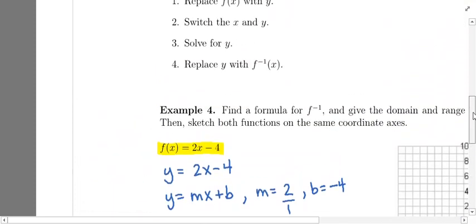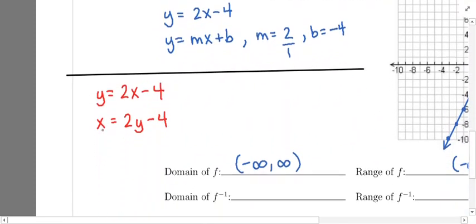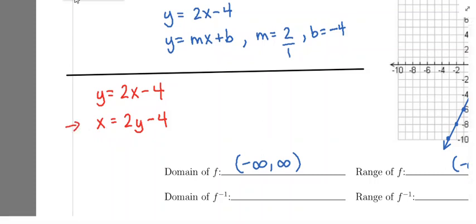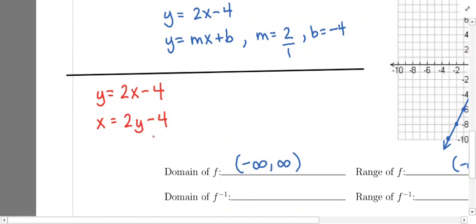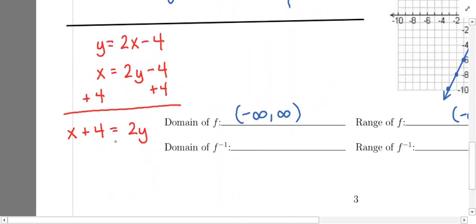Now it says solve this for y. As we left off, it's solved for x, and we need to solve it for y. So we get y by itself. I'm going to start by adding 4 to both sides. That tells me that x plus 4 is equal to 2y. Now if we want to get y by itself, y is multiplied by 2, so we just need to divide everything by 2.